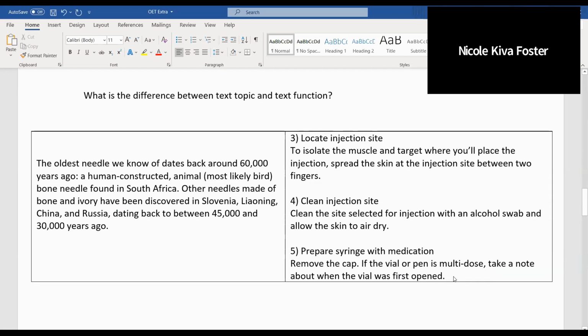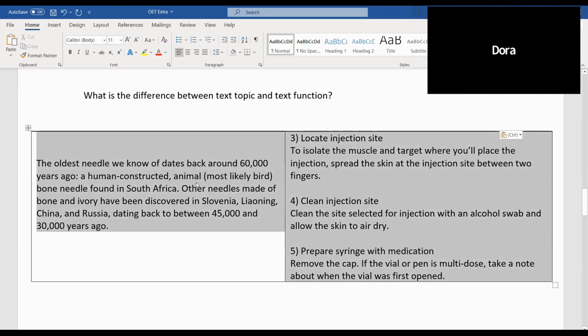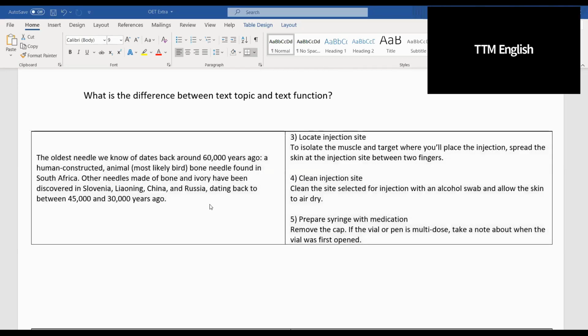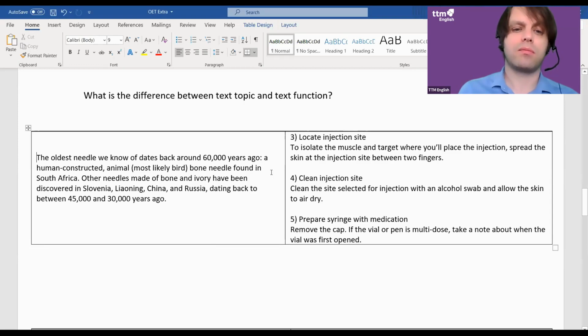Very quickly, you've got 15 seconds. Nicole, I know you know how to do this, but let's just wait for everyone in the class. Read both texts and tell me what is the topic and what is the function. Just 15 seconds, so very, very quick. Nicole, I'm going to ask you to answer us when those 15 seconds have finished. You've got 10 seconds left. Okay, all right. So, Nicole, what is the difference here between these two texts?